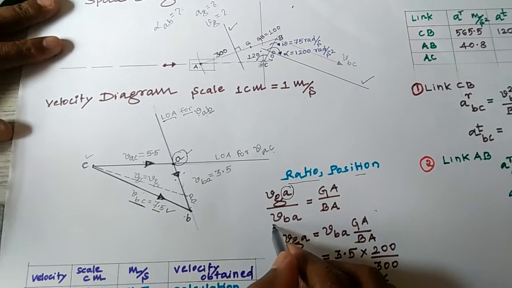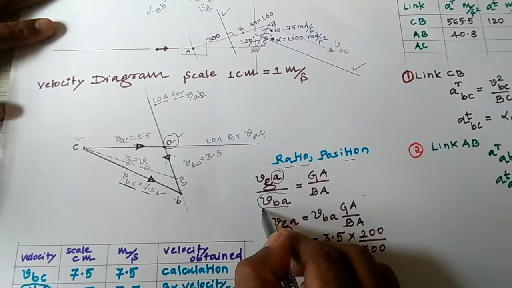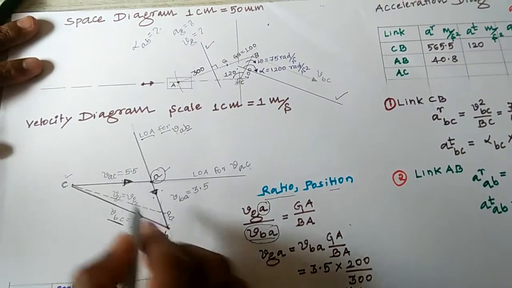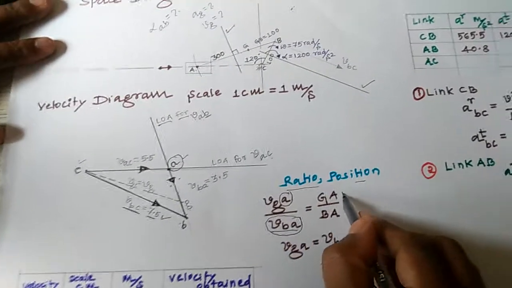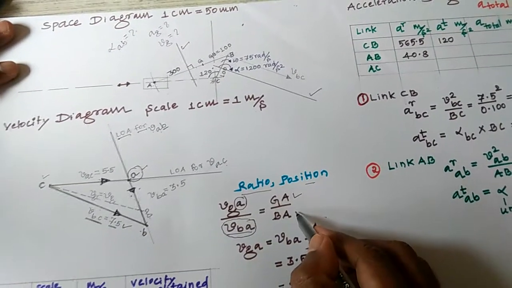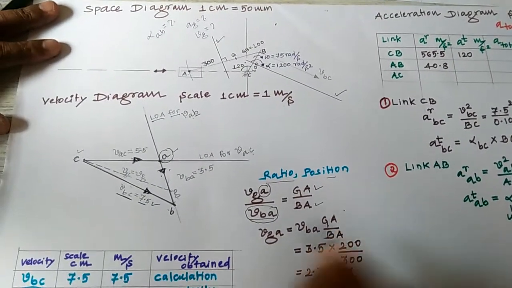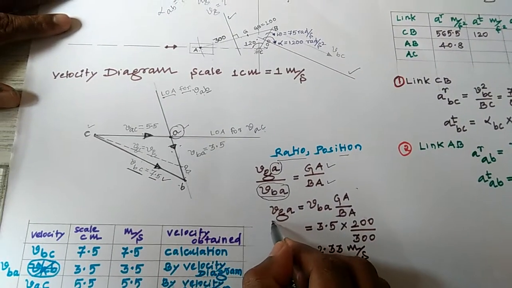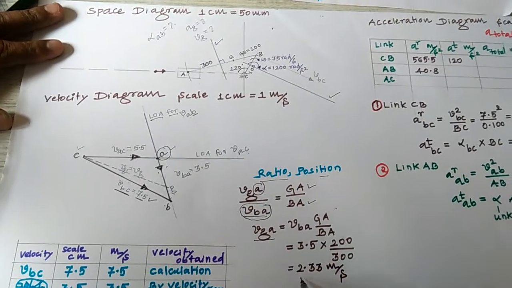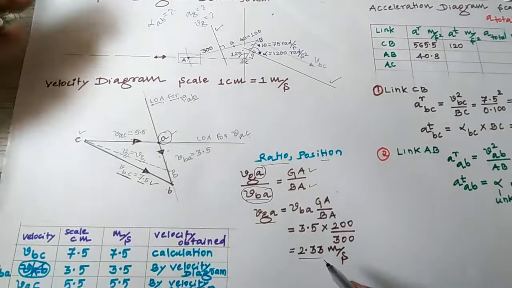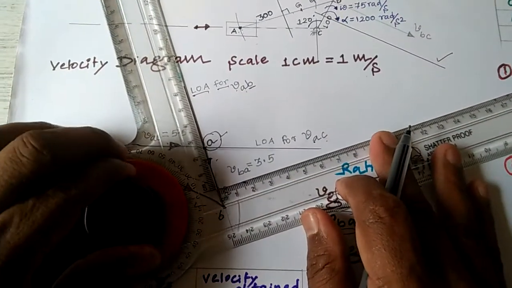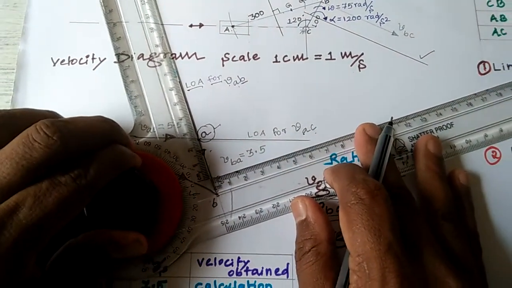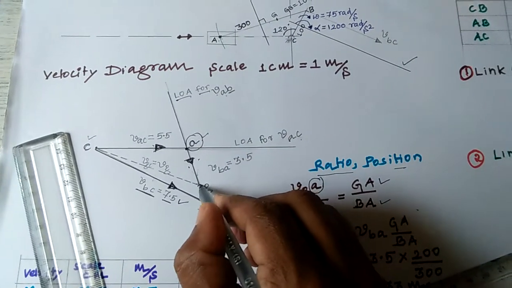Then the velocity of BA, the total magnitude will be the same, the direction will not matter. Then this is the distance GA divided by BA, then you will get the velocity position of GA, it comes as 2.33. Then once again you have to mark 2.33 on the vector diagram, that is the velocity diagram, G will be there.